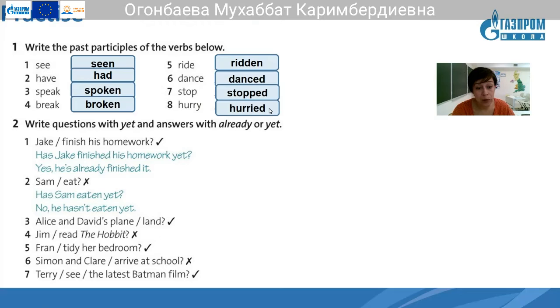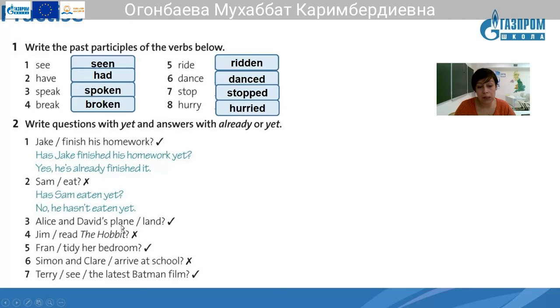So, exercise number 2. We have to write questions with yet and answers with already. We use yet in present perfect if we ask something or we give a negative sentence. For example, I haven't done it yet. And already we can use to show that the action is over by the time we speak. So let's try sentence number 3. We have to ask and then give a positive answer.